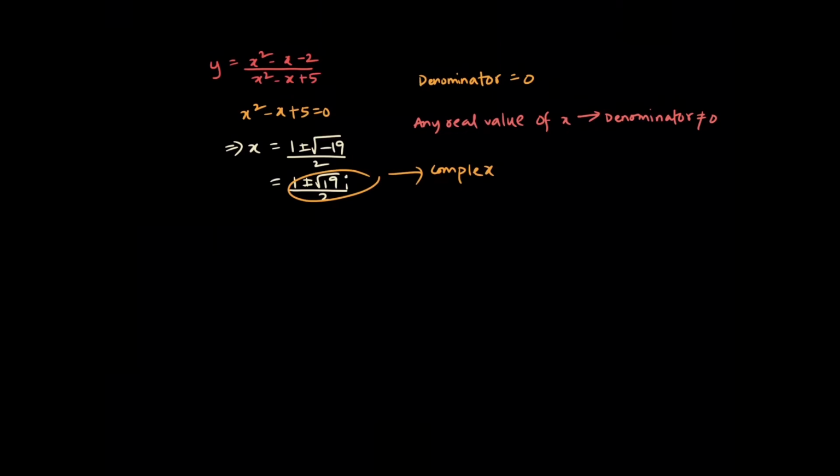And then we move on to our next step, which is finding the horizontal asymptote. Now, what do we do? We divide the coefficient of x squared in the numerator by the coefficient of x squared in the denominator. So if we divide 1 by 1, we end up with 1. So y equals 1 is our horizontal asymptote.